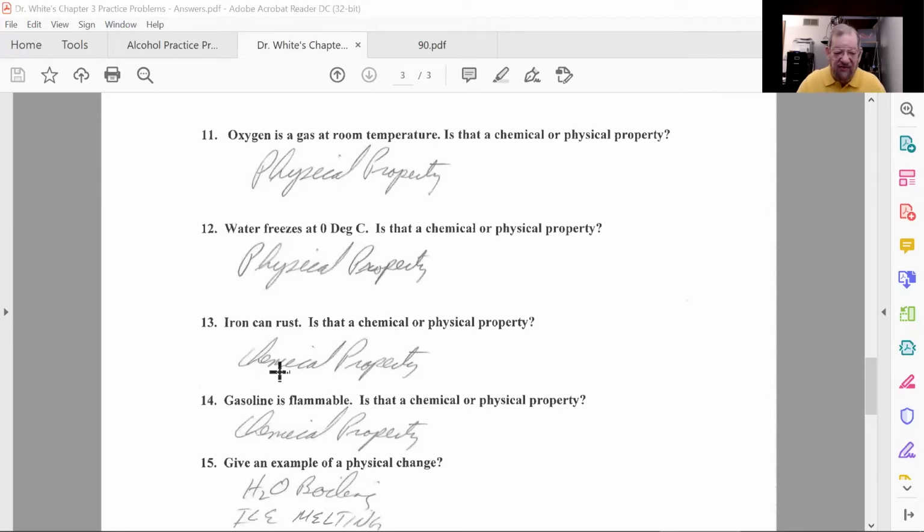Iron can rust. Is that a physical or chemical property? And the answer is chemical property. Why? Because that shows you the ability or the propensity of iron to undergo change, chemical change, because rust is not iron. Rust is also known as ferric oxide. That's where the oxygen reacts in the air with the iron.